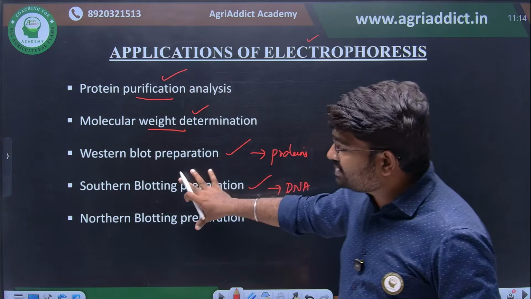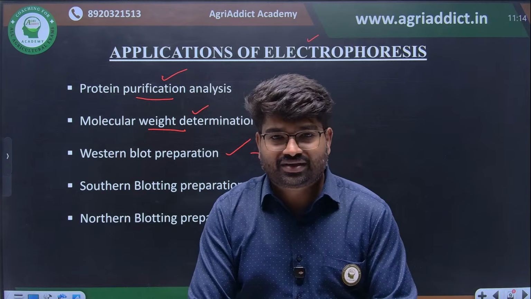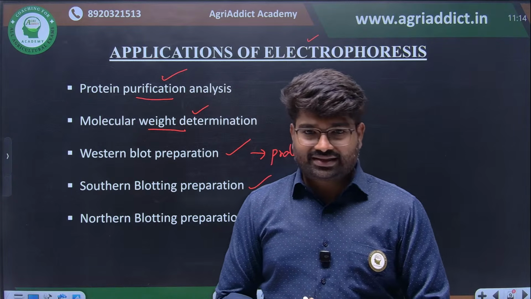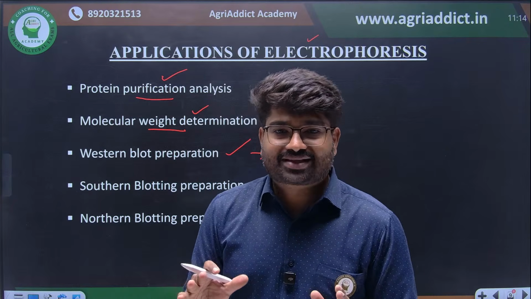So, this is the basic. First, we will do the electrophoresis. Then, we will go for northern blotting, western blotting and southern blotting. I hope the concept is clear for everyone.